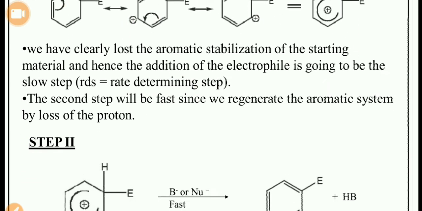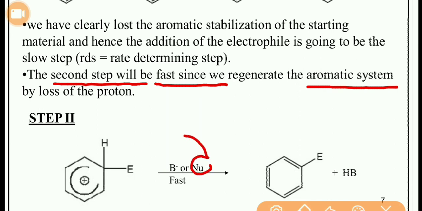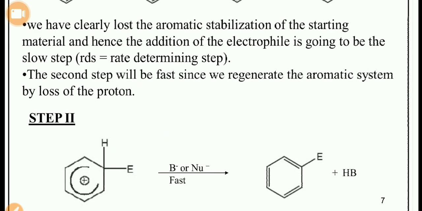Okay, and now the second step will be fast. Why is it fast? To retain its aromaticity, it will lose one proton. So over here, to retain its aromaticity, a nucleophile can take this proton away and the pair of bonds is shifted over here, and a compound is formed, and this compound is called the substituted compound of the reaction.